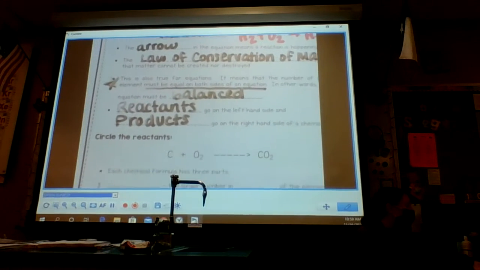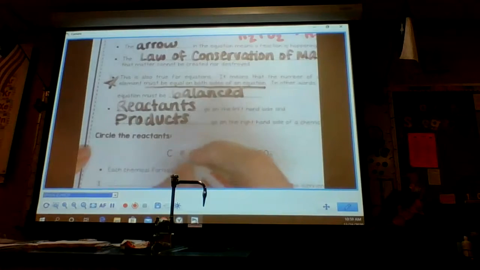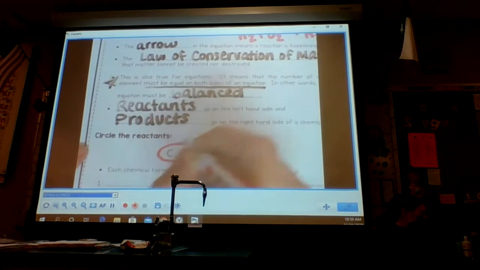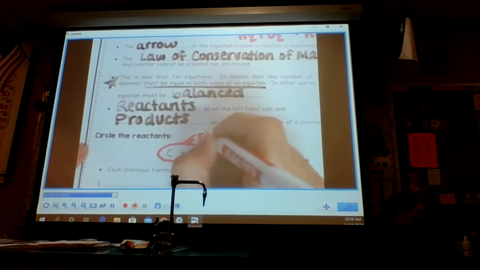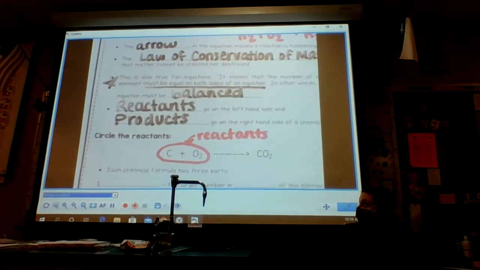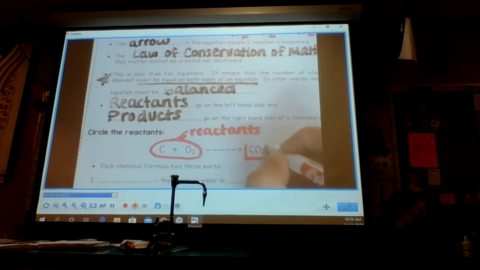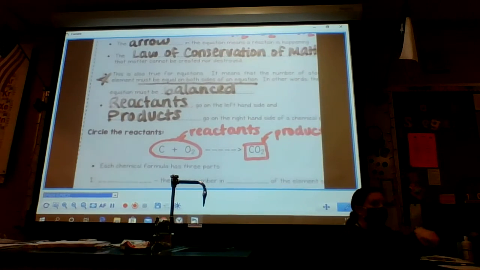Right here in our example it says circle the reactants. What am I going to circle? C plus O2. So this right here is my reactants. What would CO2 be on the right-hand side? I'm going to put a box around that. That is called the product, what was made.